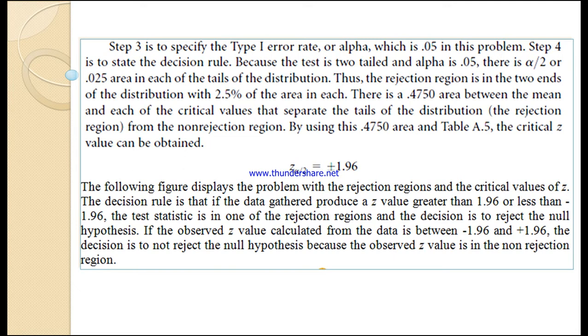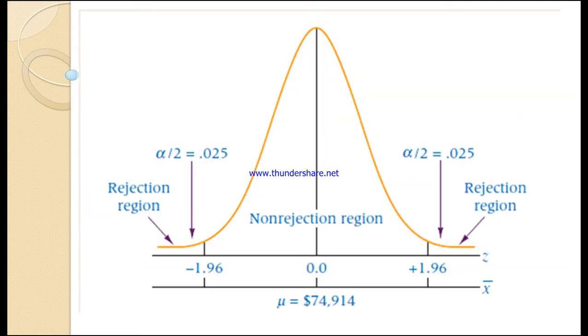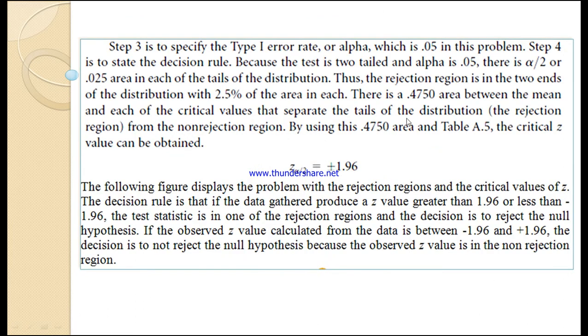When we deduct 0.025 from the probability of each tail, which is 0.5 or 50%, we obtain 0.475. Therefore, there is a 0.4750 area between the mean and each of the critical values that separates the tails of the distribution, or the rejection region, from the non-rejection region.